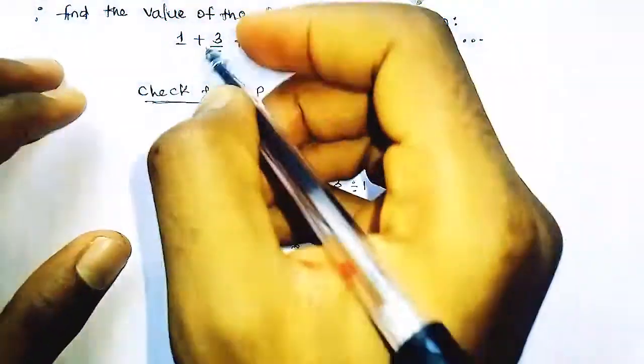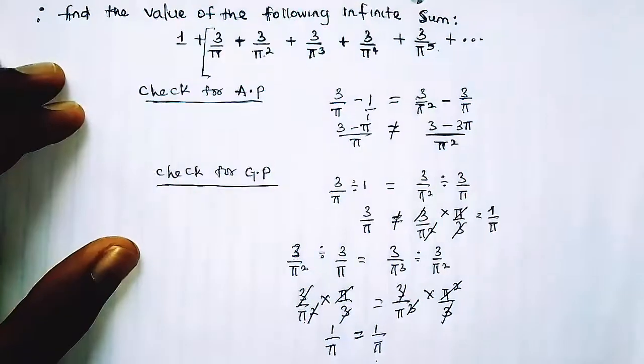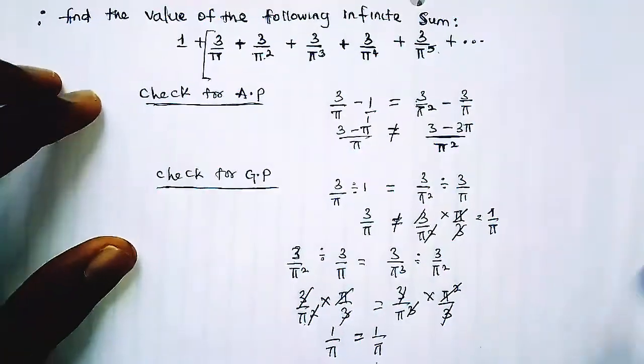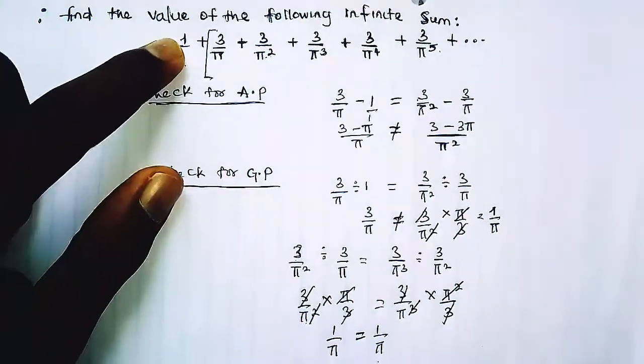So definitely starting from this point to infinity, it becomes a geometric series, but it does not satisfy the first term. The first term here we are given is 1.